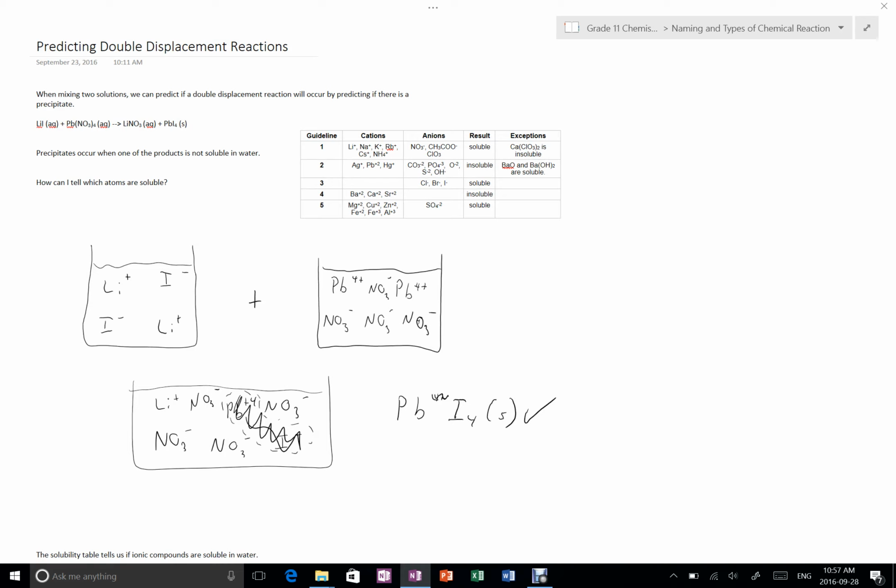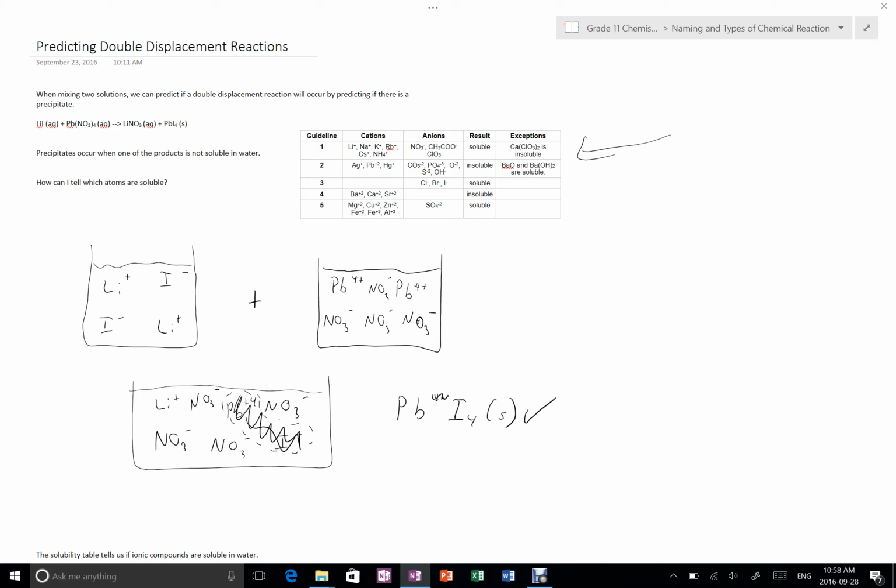How can we tell if something's soluble in water? Well, fortunately, we have this thing called the Solubility Table. The Solubility Table is a list of rules. They're in priority sequence, so the top rule is the most important, the second rule is the second most important. And then what these do is these tell us if things are soluble or insoluble.